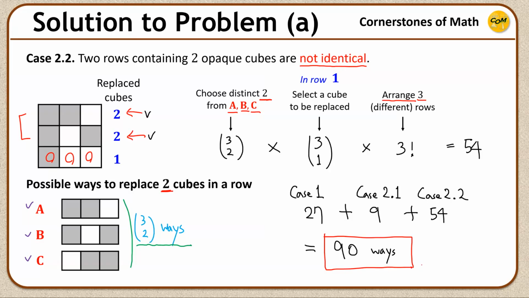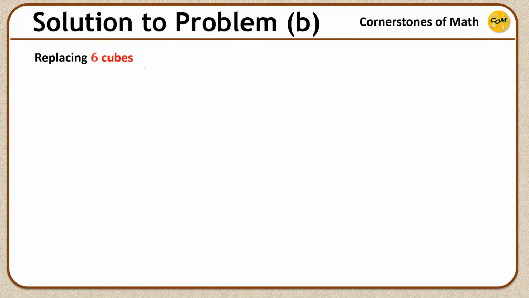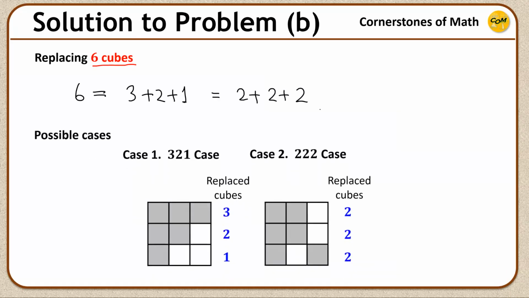So this is the answer for replacing 5 cubes. And if you understood the previous problem, then problem B is easy. Now we replace 6 cubes. Therefore, we investigate how many ways there are to express 6 as the sum of 3 natural numbers. We also have the condition that none of these natural numbers exceed 3, and you can easily find out that there are 2 ways, 3 plus 2 plus 1, and 2 plus 2 plus 2. So we have 2 cases, the 3 to 1 case, and the 2 to 2 case.